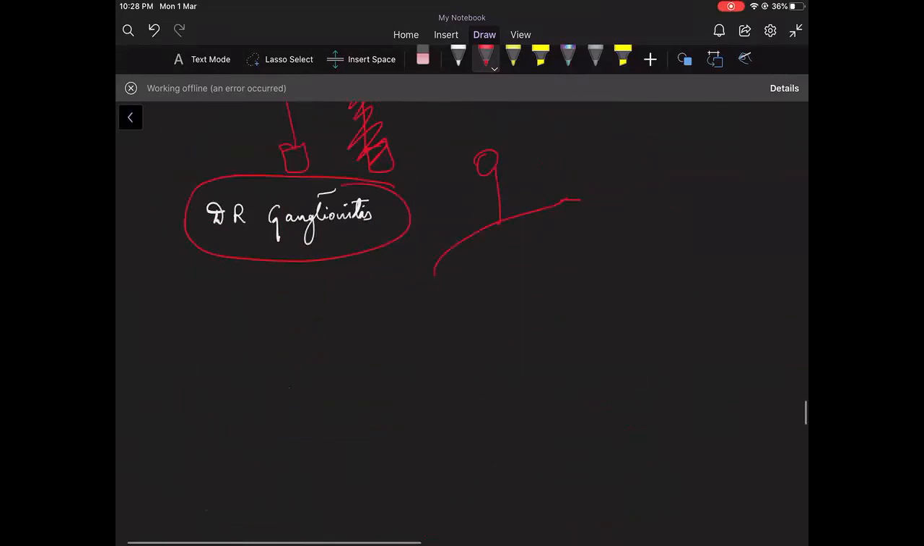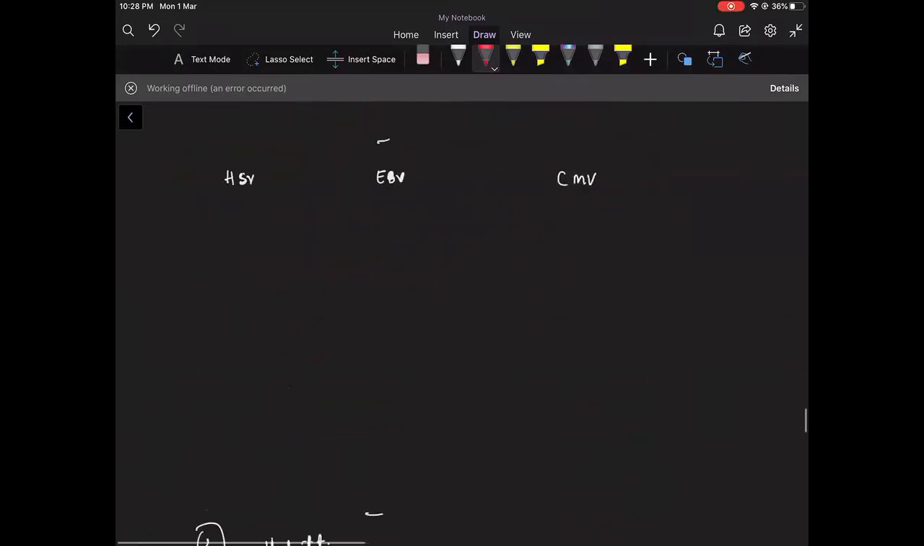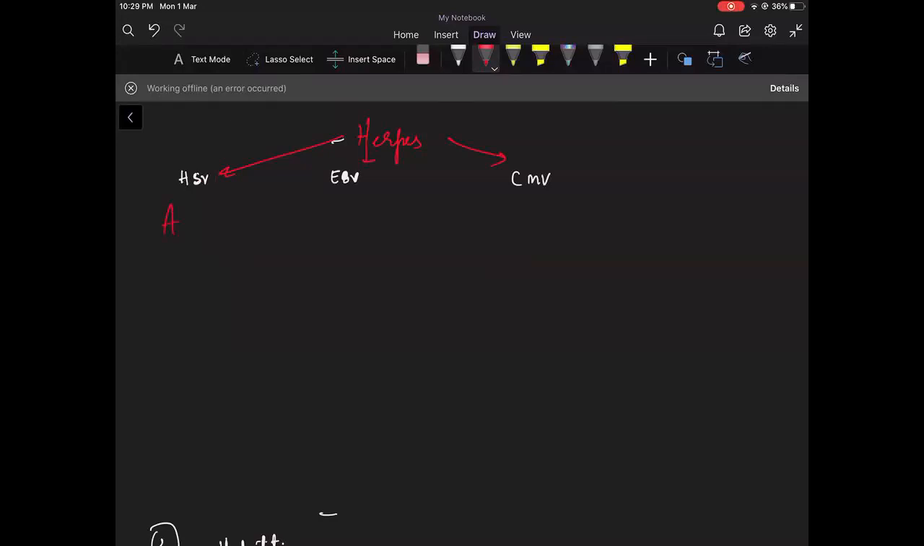The other important viruses, the herpes viruses, include HSV, EBV, and CMV. HSV usually causes asymmetrical weakness. A particular dermatome will be involved, and both sensory and motor modalities will be involved. So the patient will have post-herpetic neuralgia.